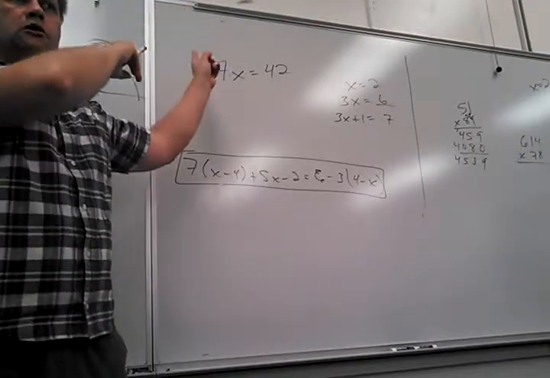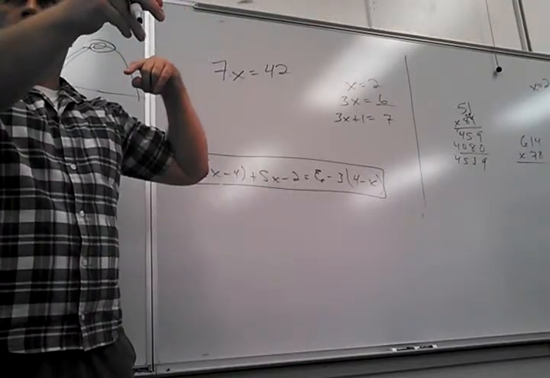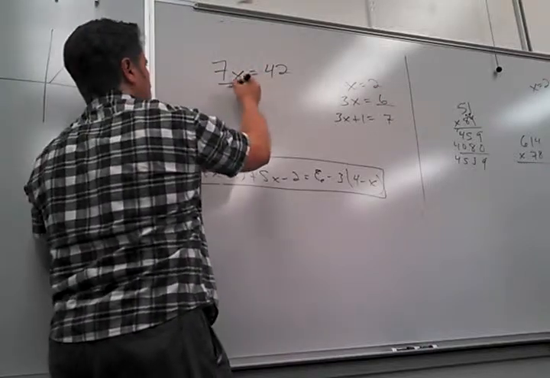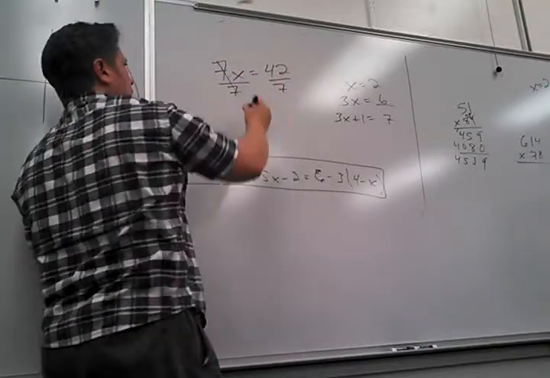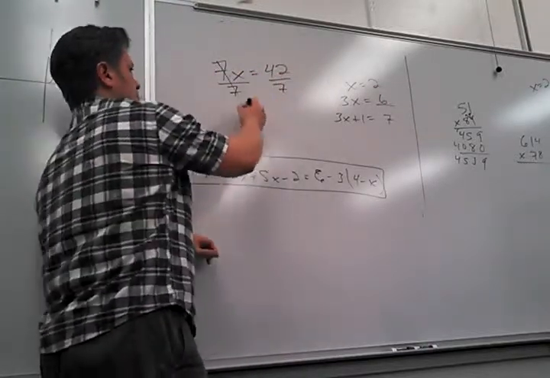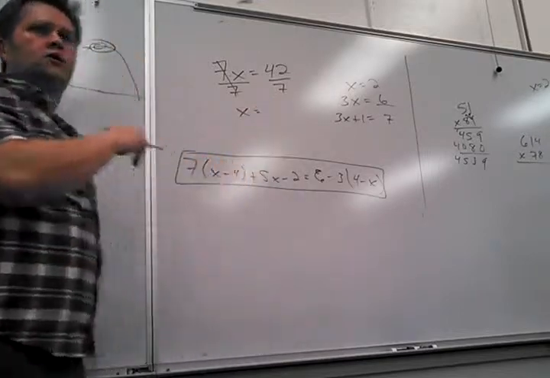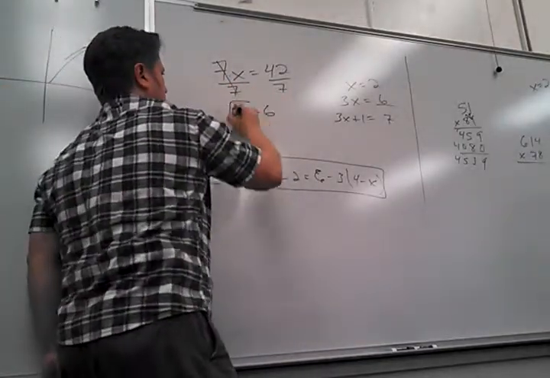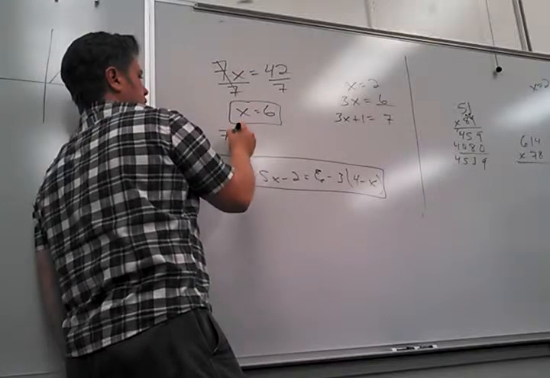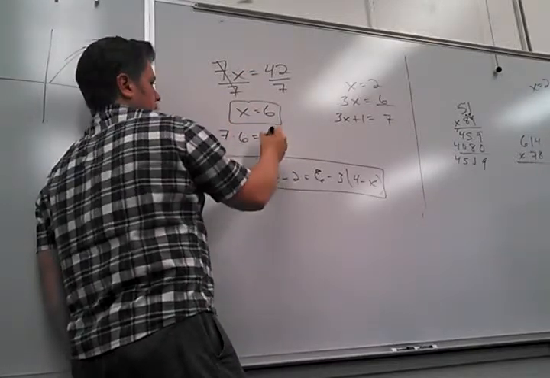So like you said, right now it's multiplication. So how do I kill it? Divide. So if I divide both sides by 7, pop. There's that pop. 42 divided by 7 is 6. And if you check it, 7 times 6 is 42.